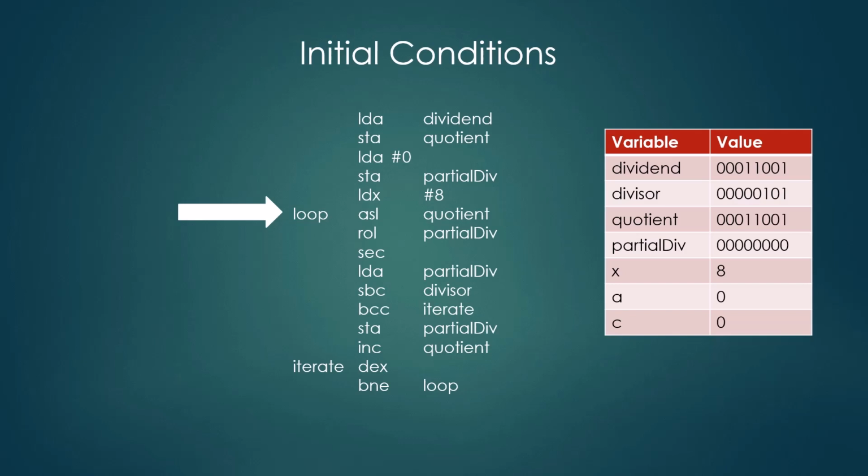Partial div is where we build our partial dividend. Shifting bits into this variable is how we include more digits in our partial dividend. X and A represent the 6502 registers, and C represents the carry flag.